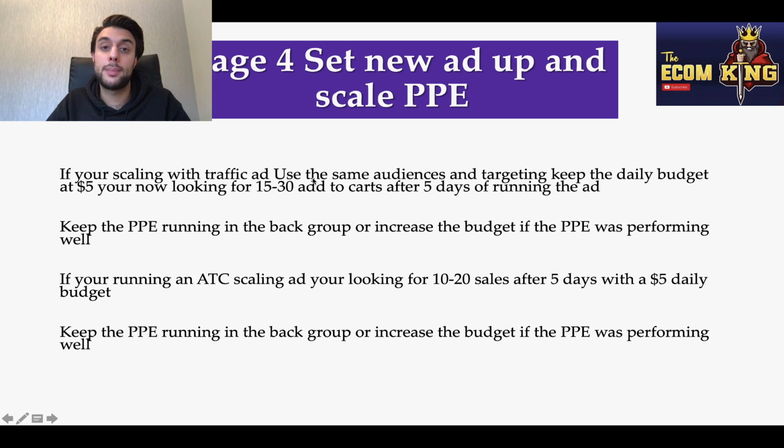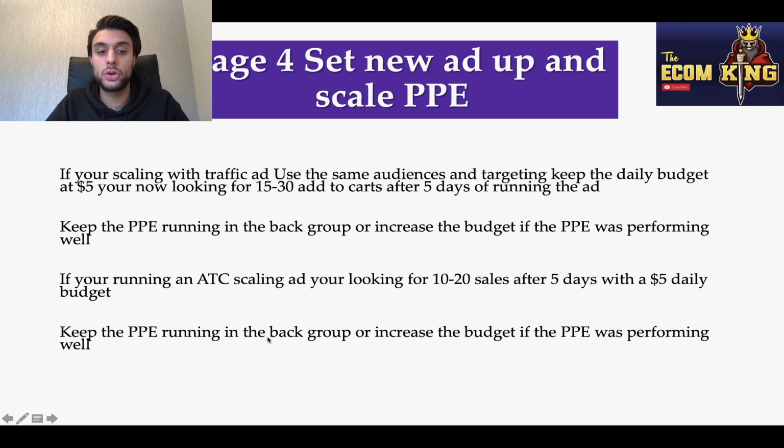But now let's say, for example, you ran the narrowed down version of the PPE campaign. 3 to 5 days later, you had 20 to 30 add to carts. Now you're going to want to be running the ATC scaling ad. What you're going to want to do is keep the PPE running in the background, the same as the traffic ad. But again, if your PPE was performing really well, increase the budget by $5. If it wasn't performing the best in terms of engagement, then just keep it at $5 a day.